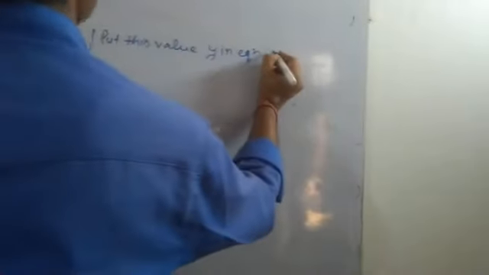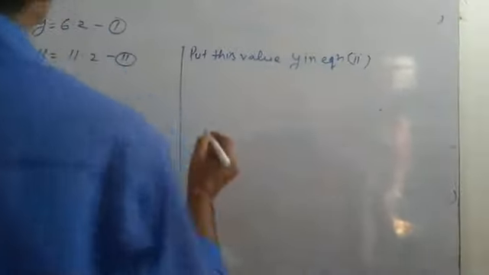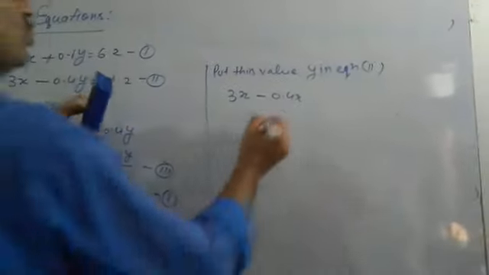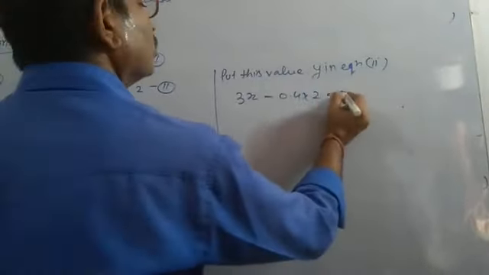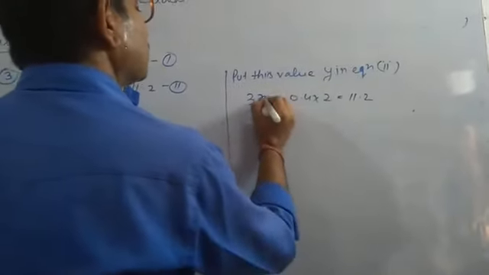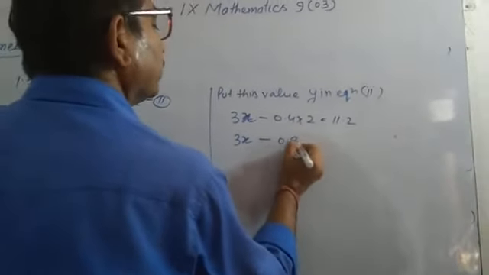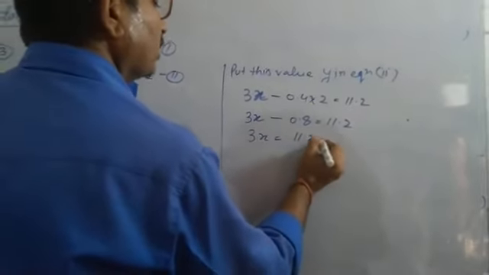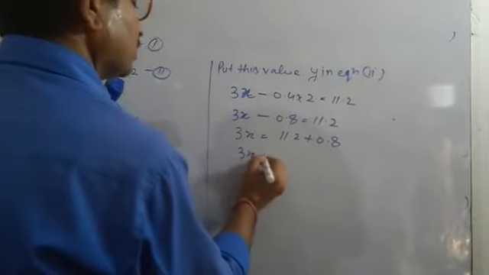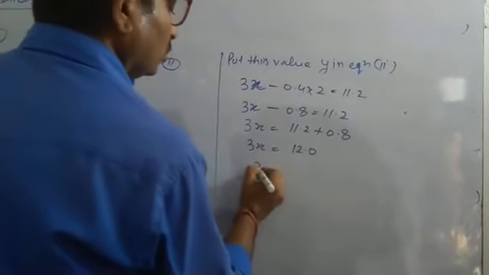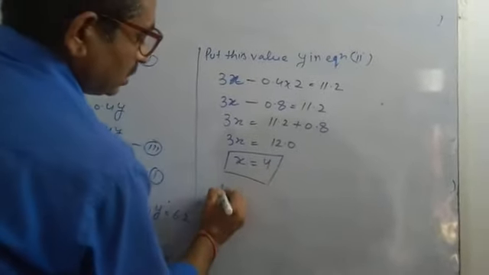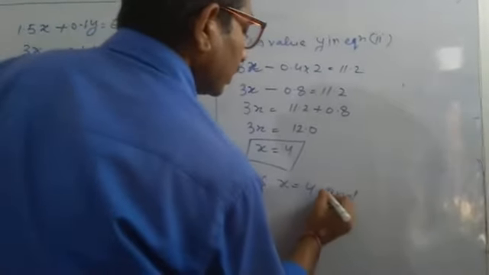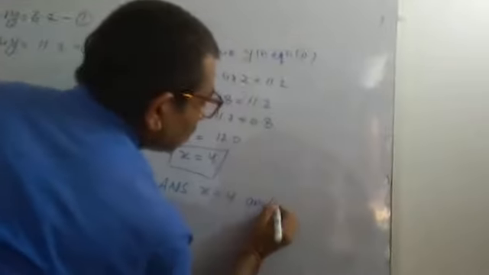Putting y in equation 2, we get 3x minus 0.4 into 2 equal to 11.2, 3x minus 0.8 equal to 11.2, 3x equal to 11.2 plus 0.8, 3x equal to 12.0, x equal to 4. Answer: x equal to 4 and y equal to 2.